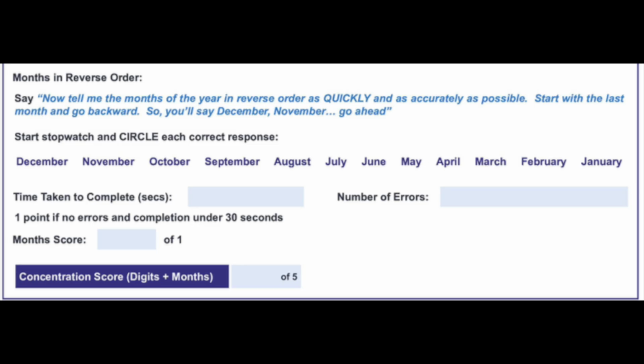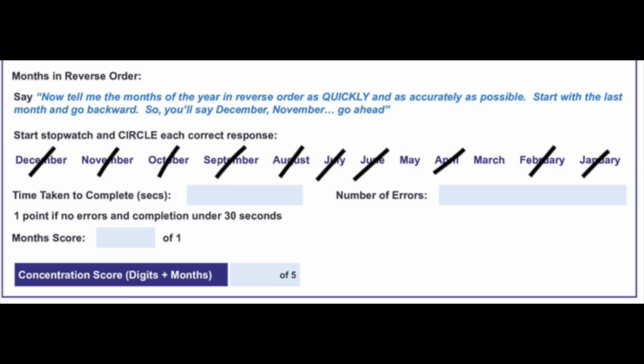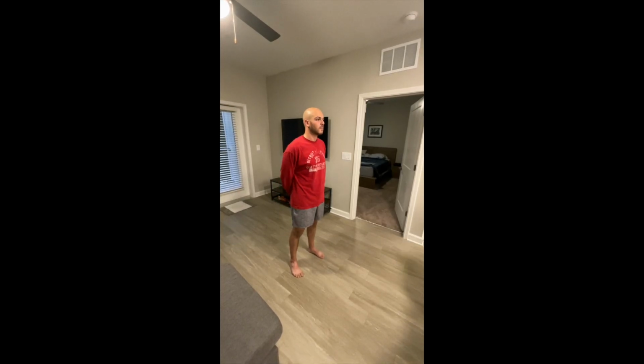Okay, good. Now that your patient has said all the months in reverse order, you need to mark off all the months that they correctly said. After that, you need to write down the time taken to complete in seconds. Then you need to write the number of errors, which for us was 2. And then you'll write down 1 point if no errors and the patient was able to complete it in under 30 seconds. Unfortunately, ours was only able to complete 10 out of the 12 months, so he received a score of 0. Now you will add your digits plus months, and for us, that was 3 plus 0, which equaled 3.